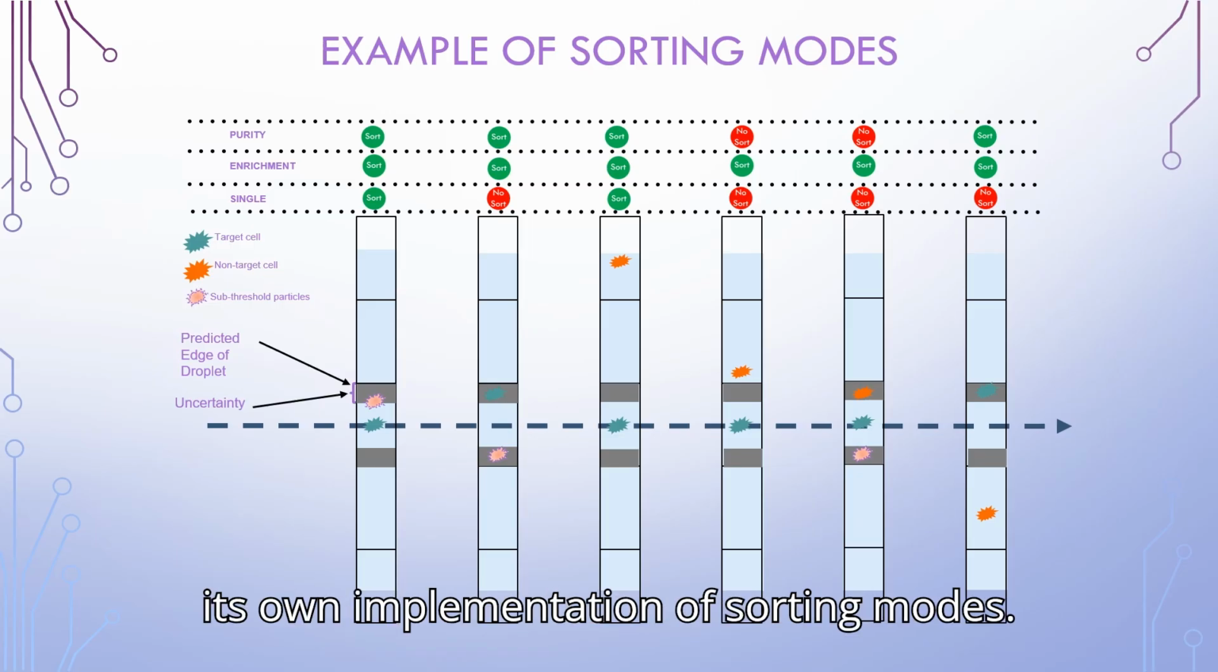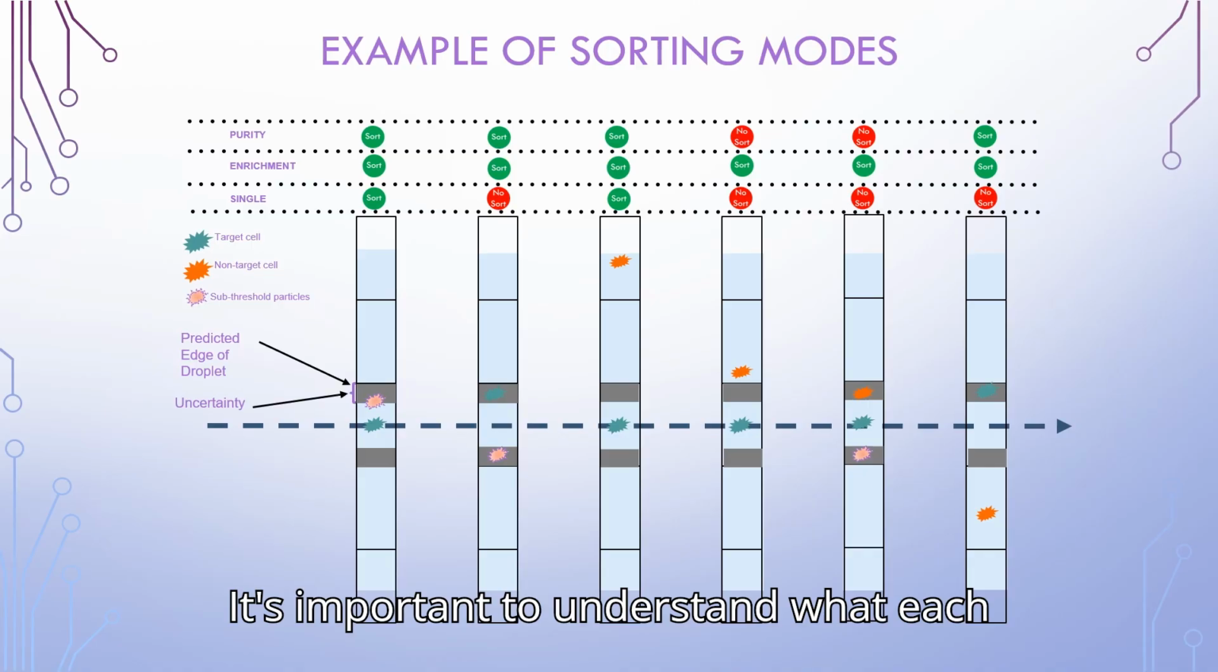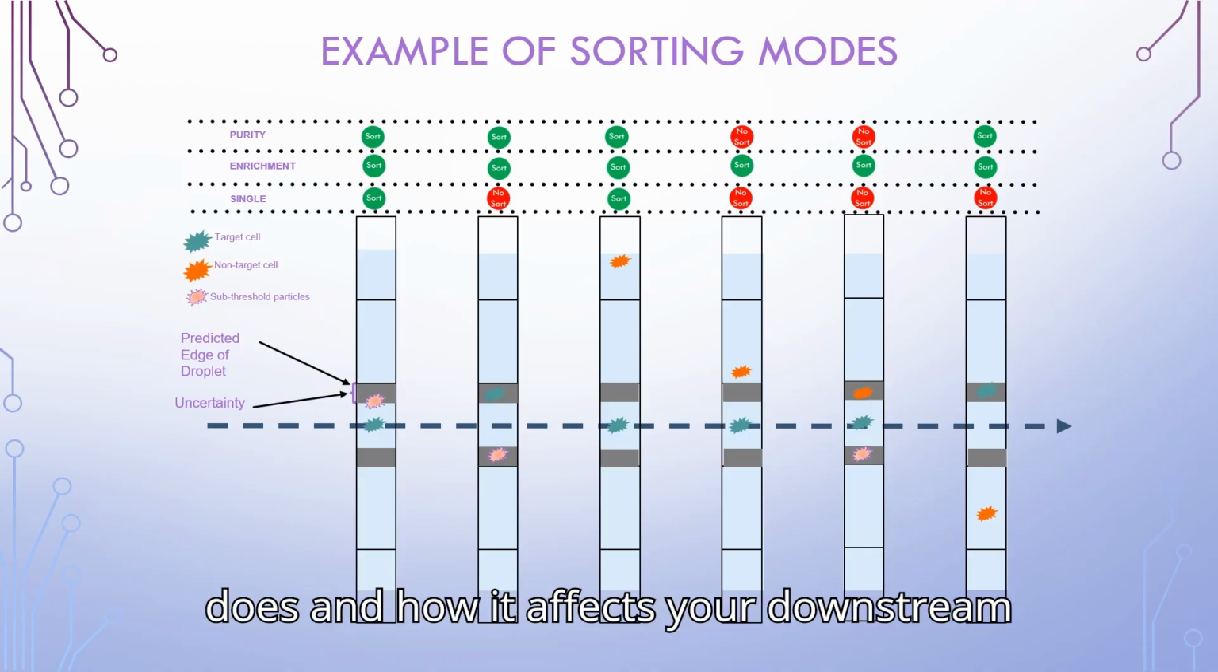Every instrument will have its own implementation of sorting modes. It's important to understand what each does and how it affects your downstream collection strategy.